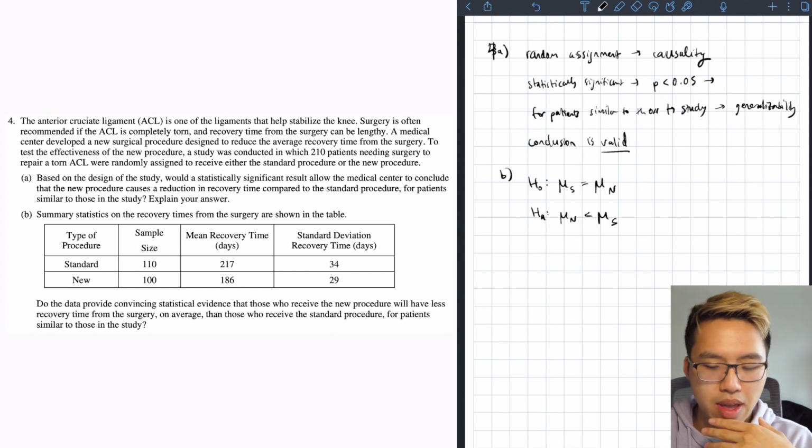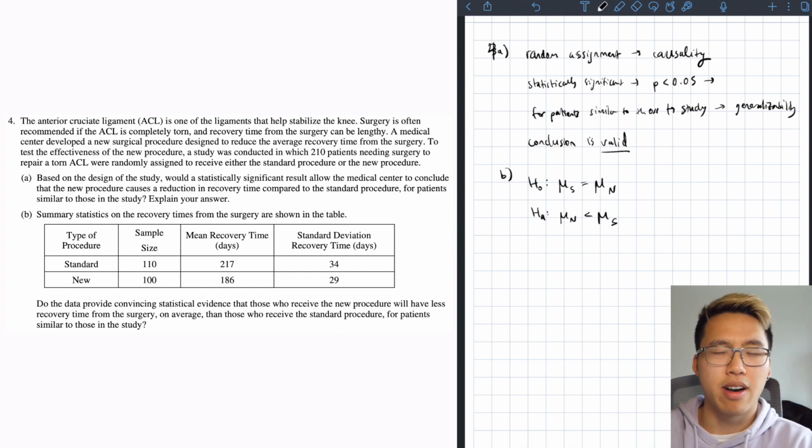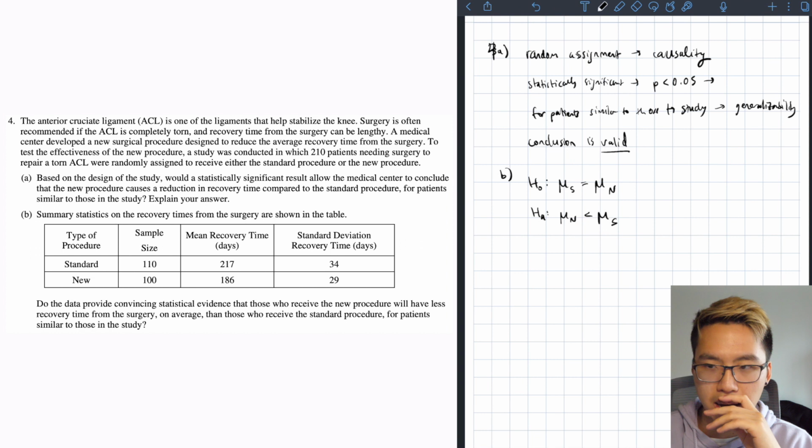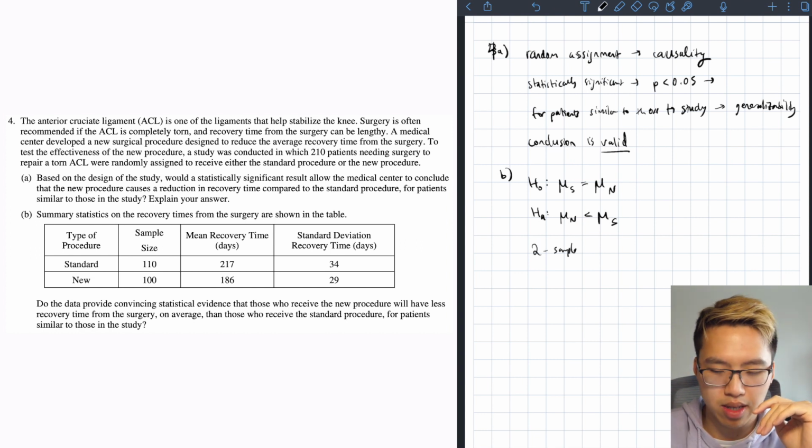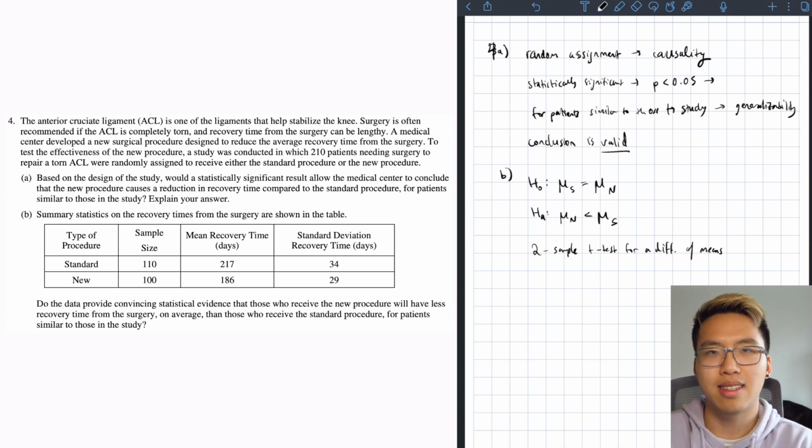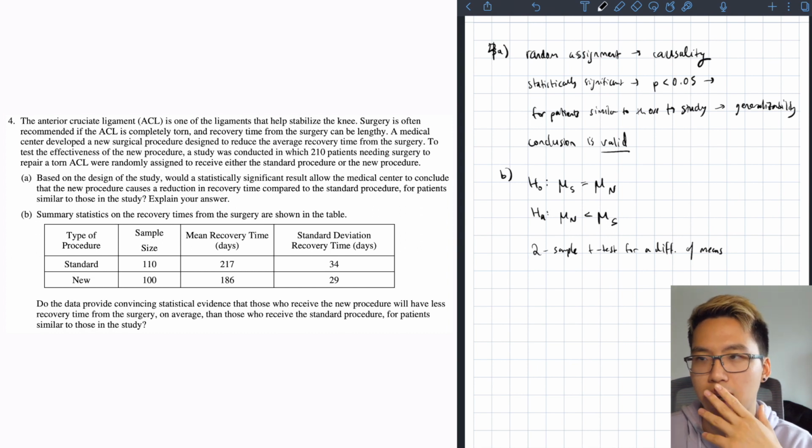Now that we have our null hypotheses, we have to identify a test that we can do. It's pretty clear to me. This is a 2-sample t-test for a difference of means. The thing with these statistical tests is they all have different names, and this is one of the most common ones. It's literally called 2-sample t-test for a difference of means. So we're gonna use that.